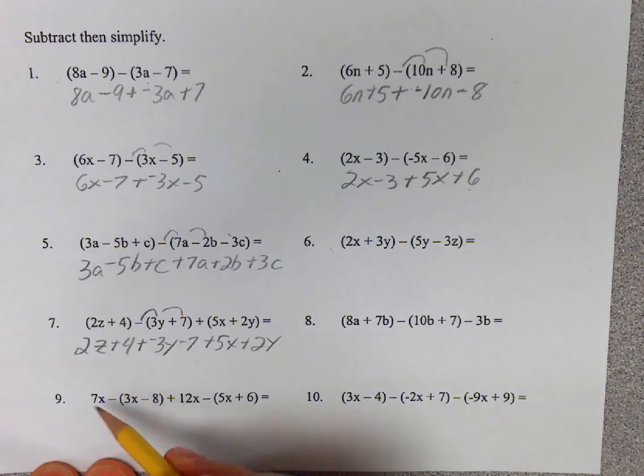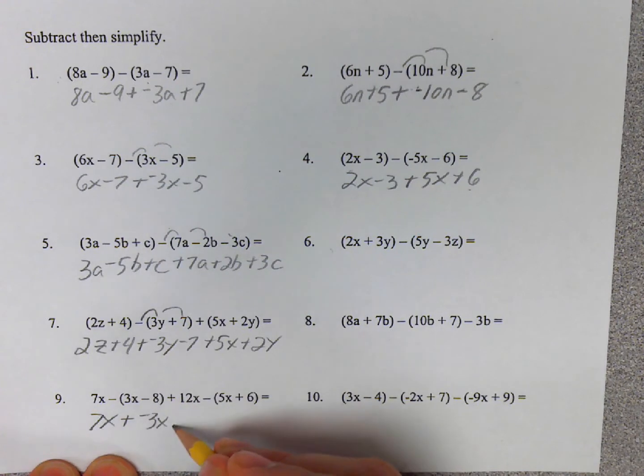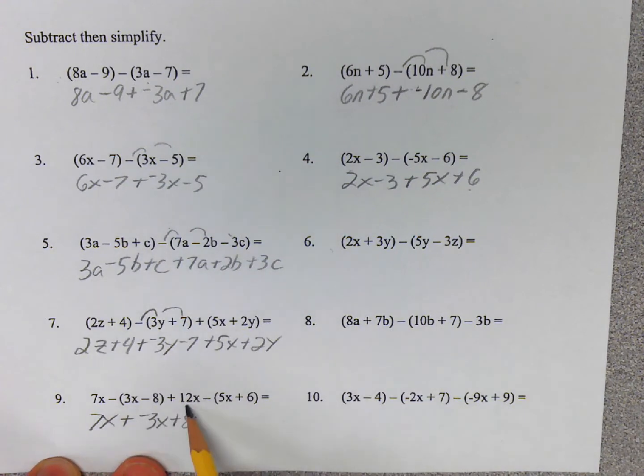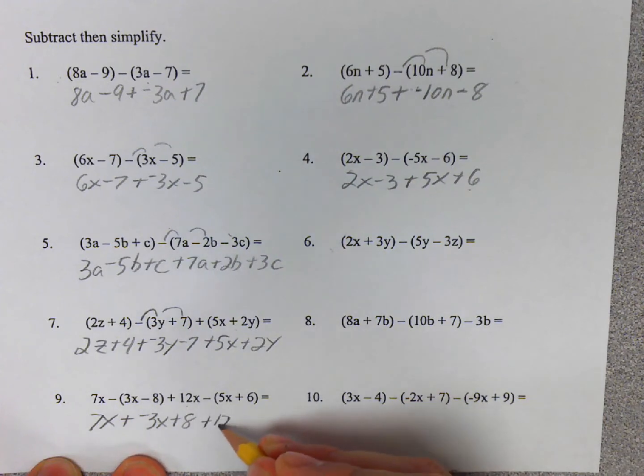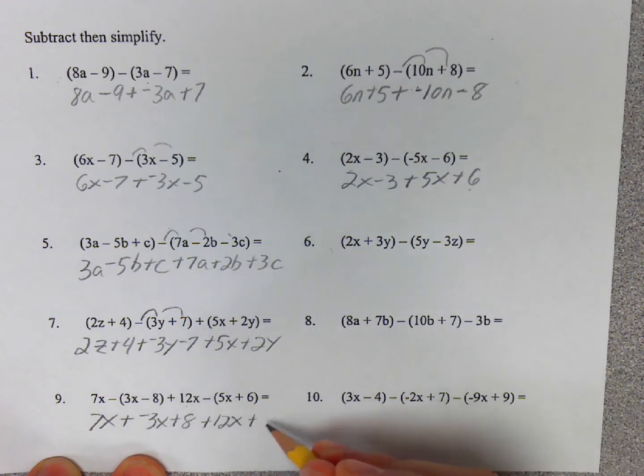Number 9, we got 7x. There's a negative in front of the 3x minus 8, so that's going to change to adding the opposite. Plus negative 3x plus 8. But there's no negative in front of the 12x. That's not part of the parentheses, so that stays 12x. And then this is a negative, so I'm going to add the opposite for this parentheses.